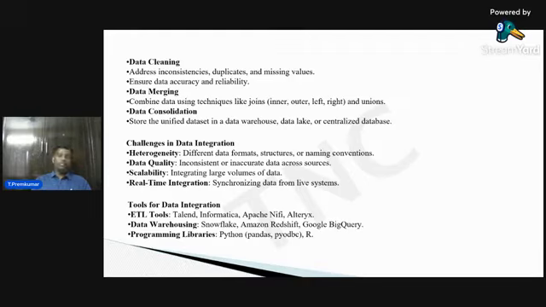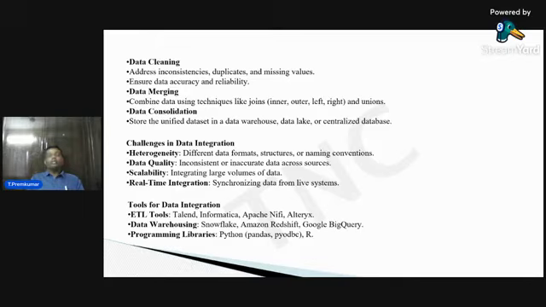And after heterogeneity, we go for data quality. We can find some inconsistent as well as inaccurate data across the sources, which can be minimized by using the data cleaning process. And finally, we have scalability, which deals with a large volume of data. From that, we synchronize the data with the live systems, that is, with real-time integration.